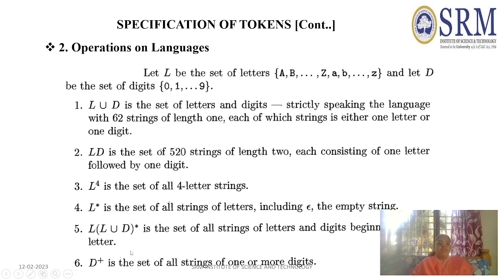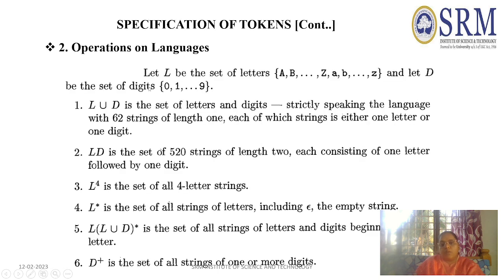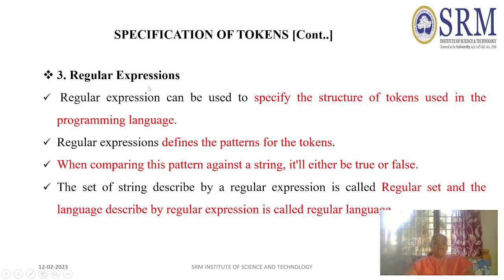Okay. And the next one is D power plus, the set of all strings of one or more digits. D is a digit from 0 to 9 as per the rule. So plus means what? One or more times. So it is the set of all strings of one or more digits. So these are the examples that we have seen about the operations and their notations for the operations on languages. Okay. And the next topic is regular expressions.